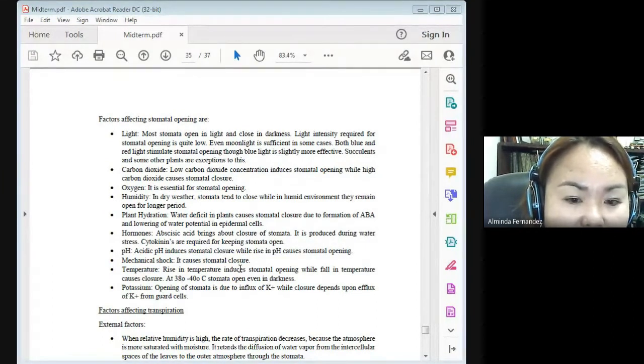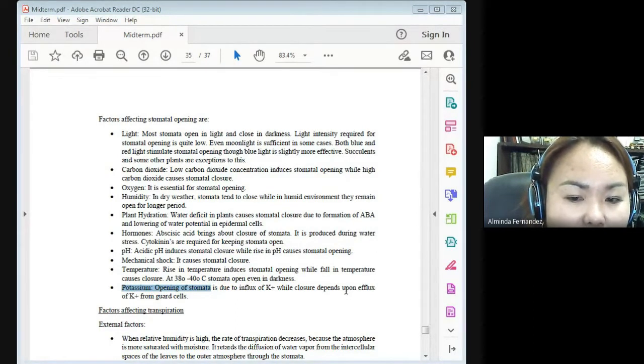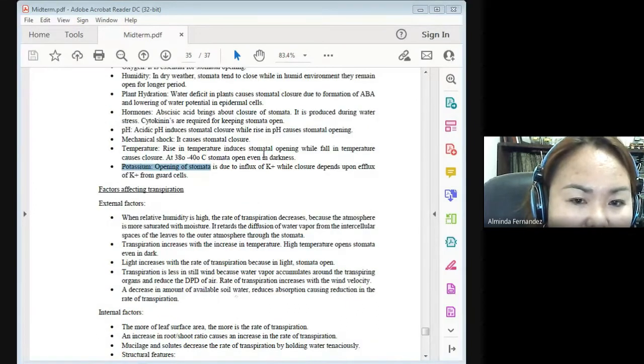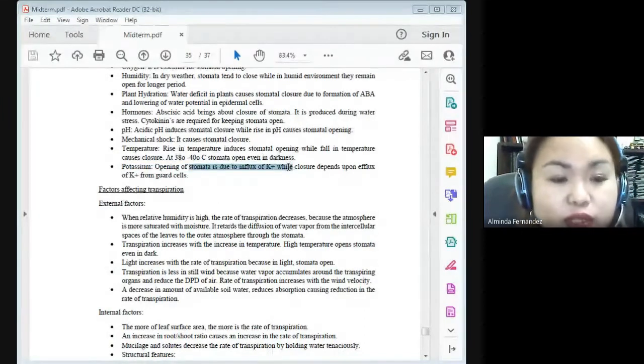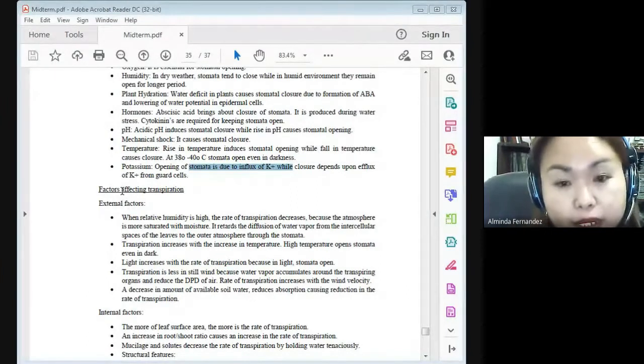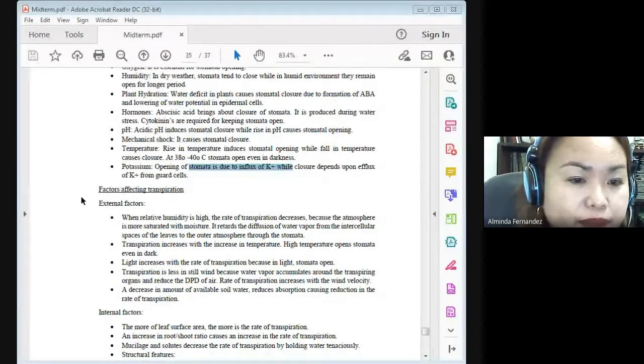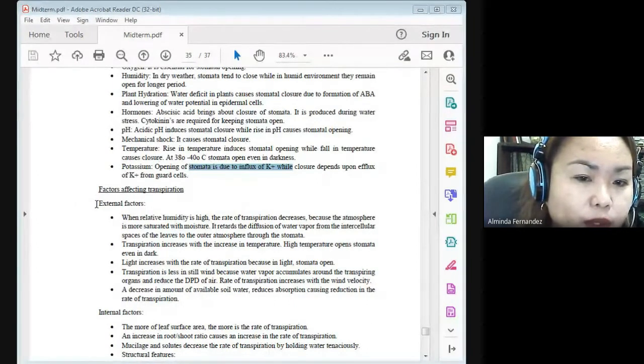In terms of temperature naman, high temperature will open the stomata. And of course, the influx of potassium will open the stomata, while efflux or outside, paglabas ng potassium, will close the stomata. No?